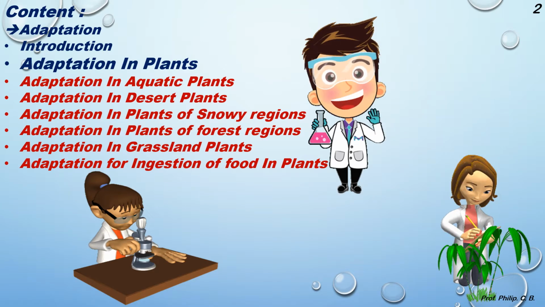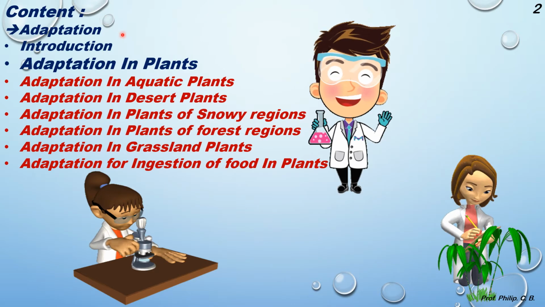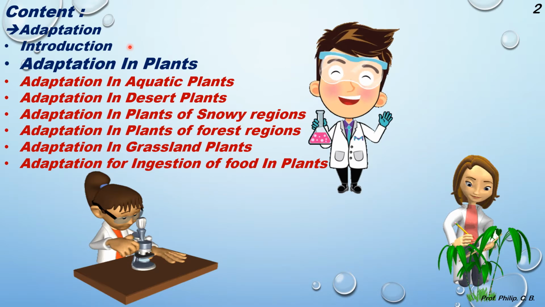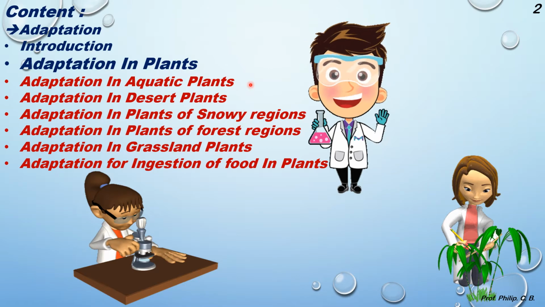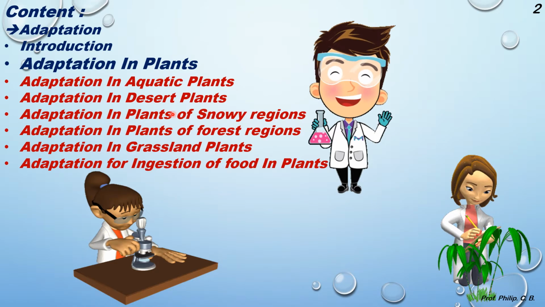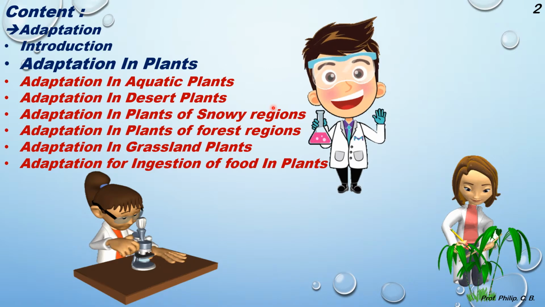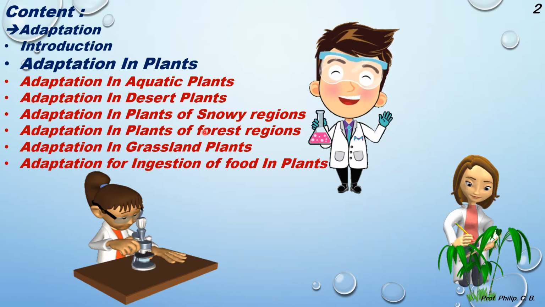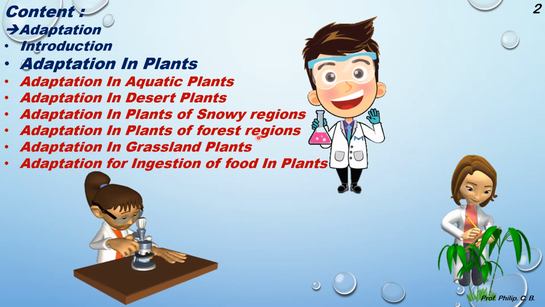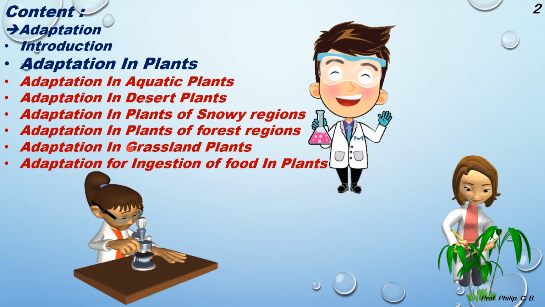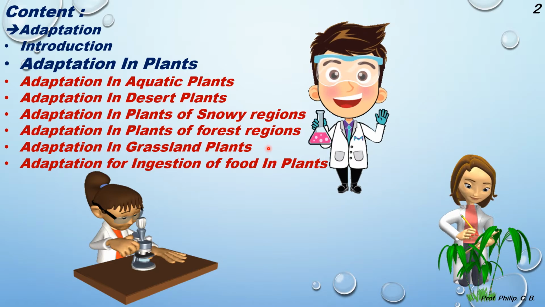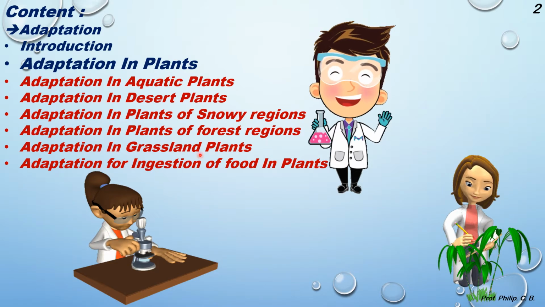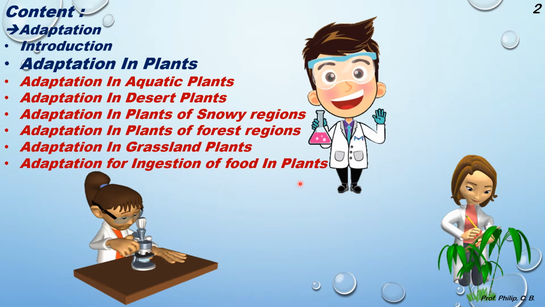Now, what are the content we are going to learn? In the content part, we are going to learn about adaptation, that is the introduction part of it, then adaptation in plants, like adaptation in aquatic plants, that is plants in water, adaptation in desert plants, plants found in desert region, adaptation in plants of snowy region, that is plants found in the cold regions, adaptation in plants of forest region, maybe temperate, tropical, different forest climatic conditions, adaptation in grassland plants where the grass is quite tall, or maybe in vast meadows it is short. Then finally adaptation for ingestion of food in plants.